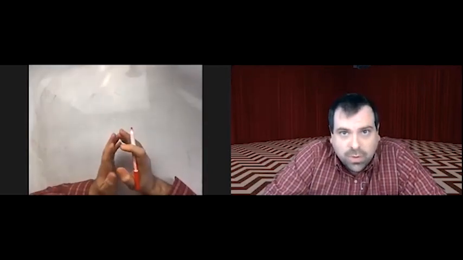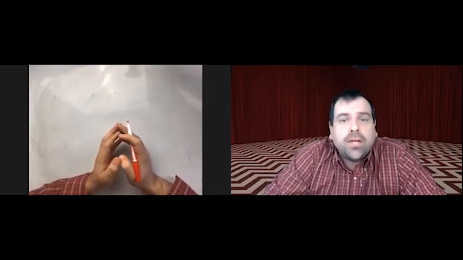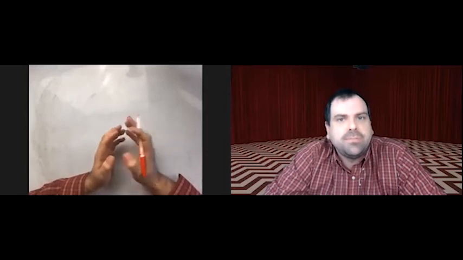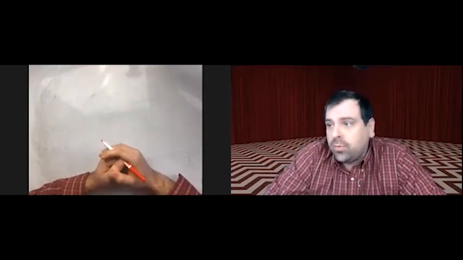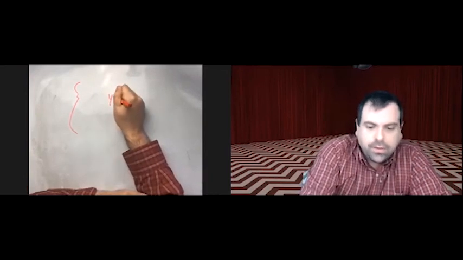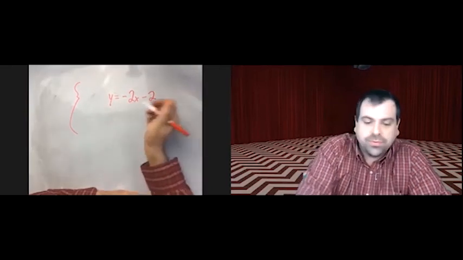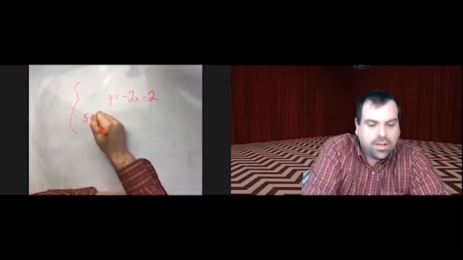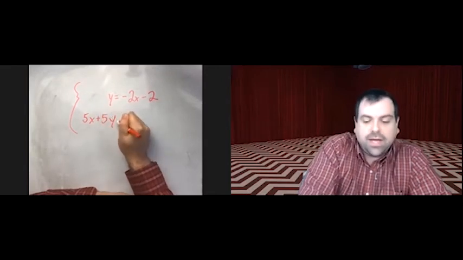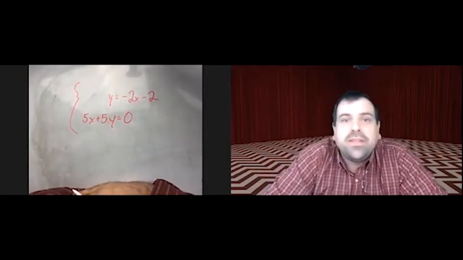Okay, so we're going to go through and review systems one more time. And then I'm going to show you a word problem where we can actually use the concept of a system of equations to solve the word problem. So first, let's take the system y equals negative 2x minus 2 and 5x plus 5y equals 0. And let's solve this using the method of substitution.